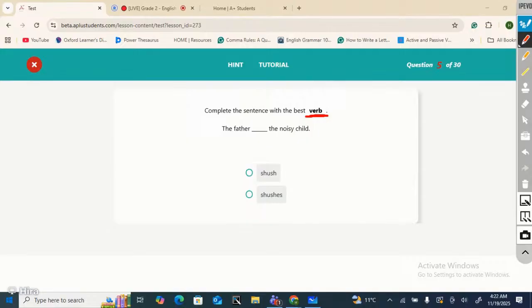Okay, shush. FJ is saying it's shushes. Abigail is saying it's shush. And Similar is saying it's shushes. Hmm. It's shushes because the subject, the father, is singular. So we'll use a singular verb which ends in s. The father shushes the noisy child.